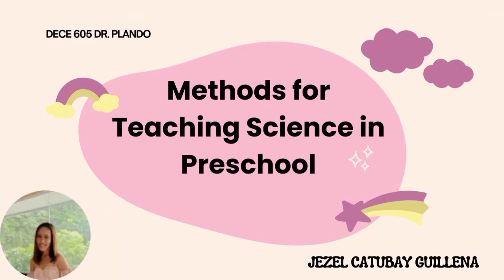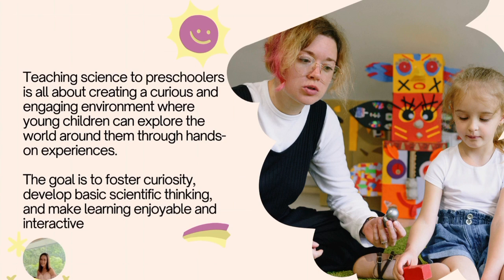Methods for teaching science in preschool. Teaching science to preschoolers is all about creating a curious and engaging environment where young children can explore the world around them through hands-on experiences. Hands-on experiences are a great way to teach preschoolers about science because they allow children to actively engage with concepts, encouraging curiosity and exploration.